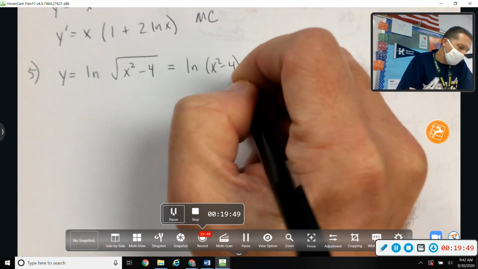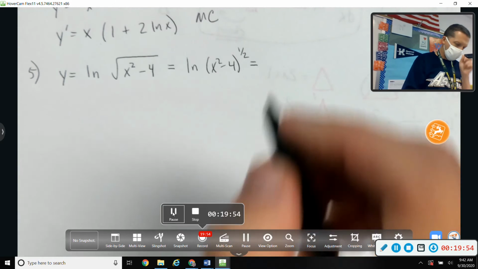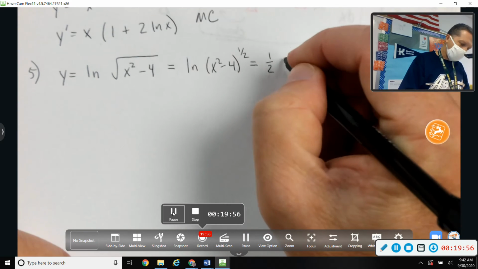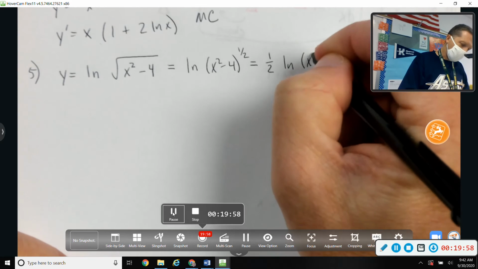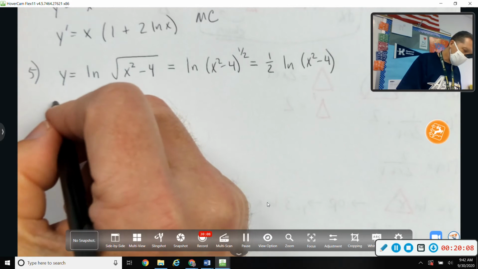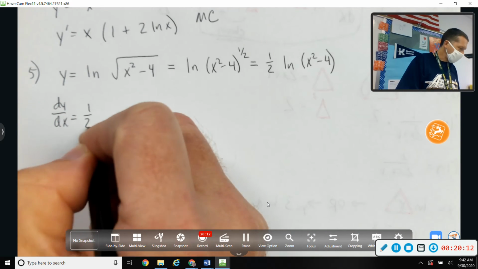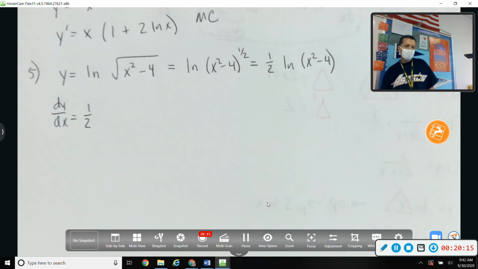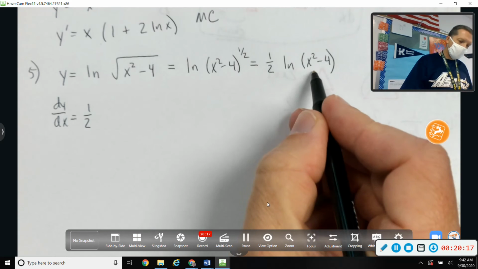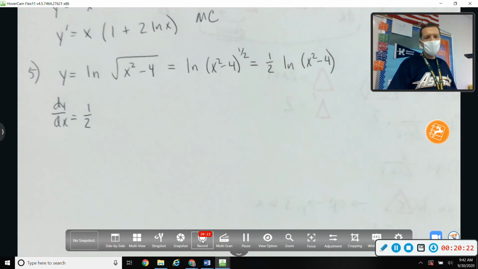The 1/2 power. And if it's a power, we can move it down front. So 1/2 natural log of x squared minus 4. So that took one layer away from us. That's a little bit easier then. So dy dx, 1/2 constant, kind of just along for the ride there. So 1 over the argument times the derivative of the argument. See if you can finish that one.